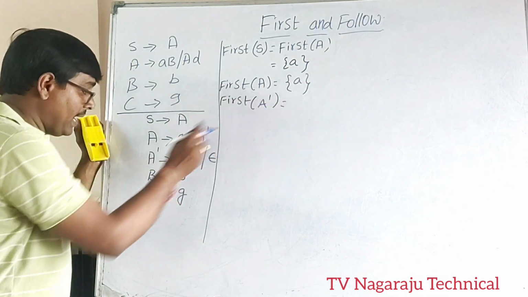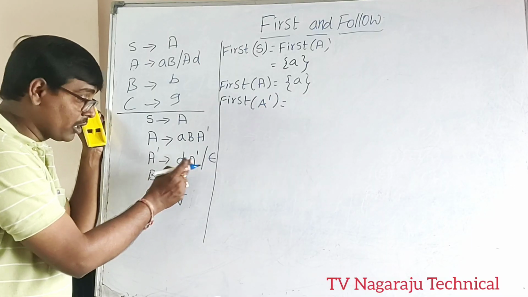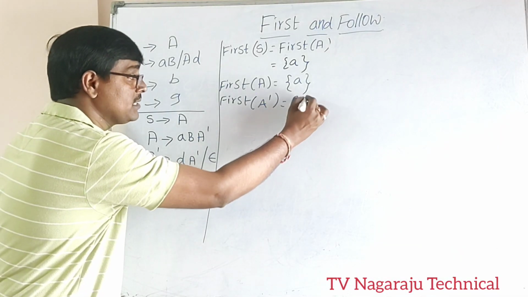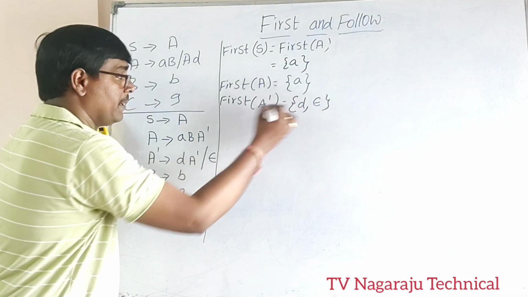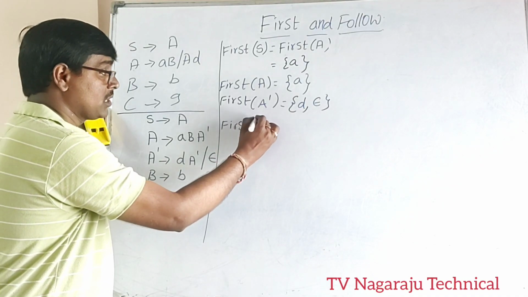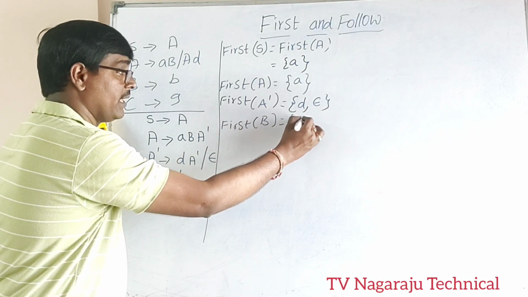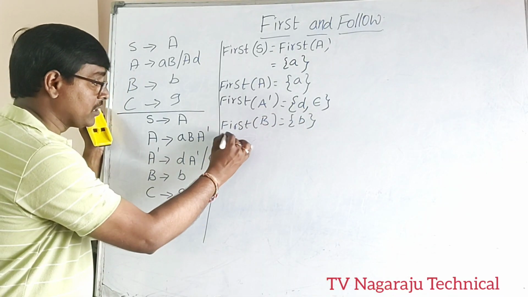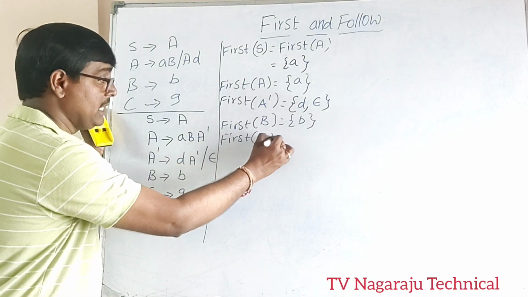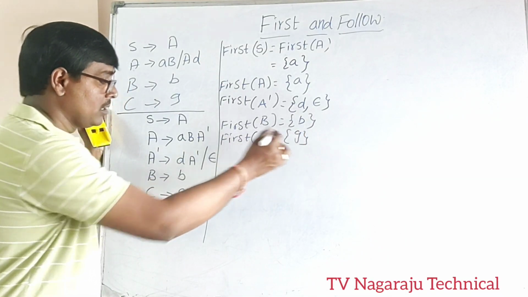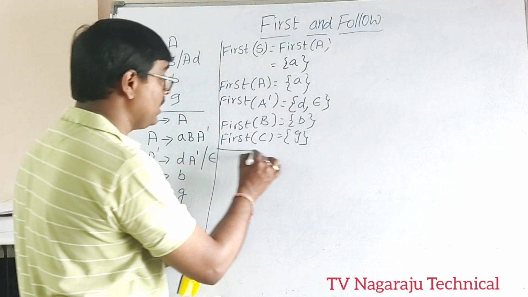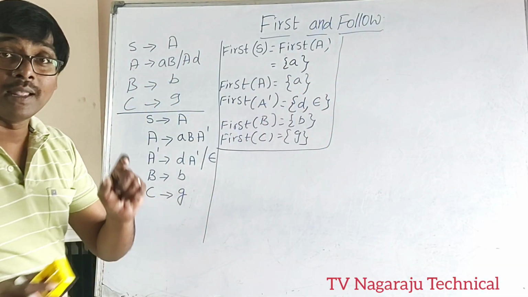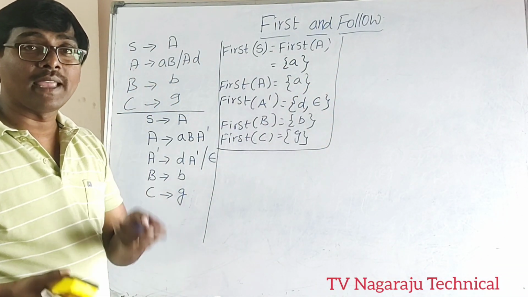Now first of A'. A' has two productions, one is d and another one is epsilon. So first of A' is {d, ε}. Now first of B is directly small b, and first of C is g. So we are getting the first of each and every non-terminal. Clear? Now we are calculating follow.